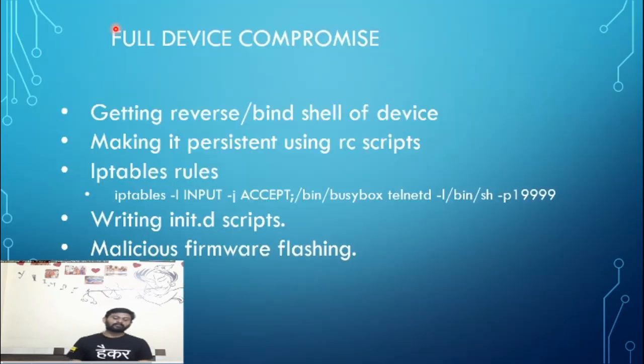So first thing, we have to do a full device compromise. You got a code execution. With that, you can get a reverse or bind shell of the device. Also, you can write data inside the RC script to maintain the access. Like, every time, let's say the device got rebooted, you still need your shell. So you can write telnetd -p 1337 in the rc.local file. So once the init process is complete, your access will still be persistent.